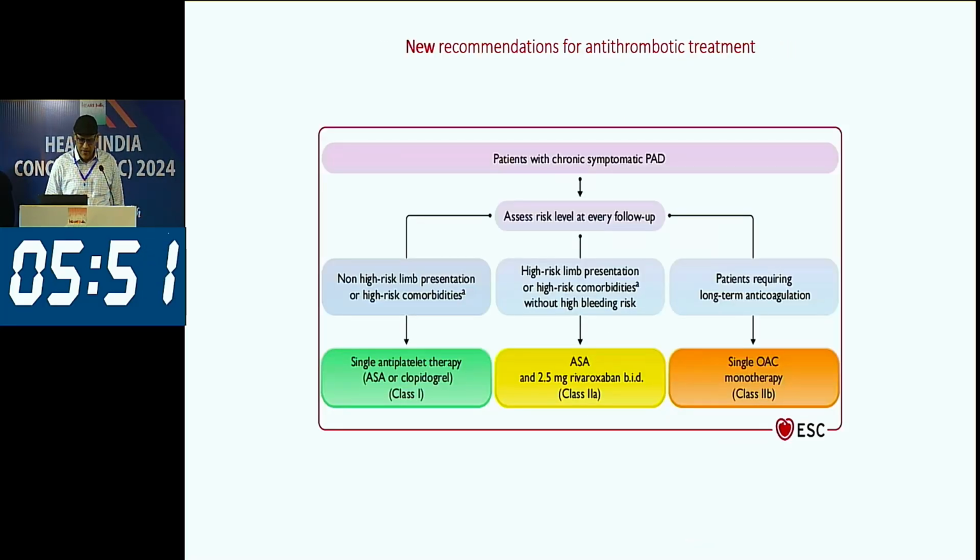Then there are recommendations for antithrombotic treatment for patients who have chronic symptomatic peripheral arterial disease. Once a patient has chronic symptomatic PAD, you look at the risk level that is involved. Patients who have non-high risk limb presentation or high risk comorbidity, single antiplatelet therapy is enough in these patients. But patients who have high risk presentation and high risk comorbidities, aspirin plus 2.5 milligram rivaroxaban is a class 2A indication. And patients who require anticoagulation, single oral anticoagulant monotherapy could be recommended in these patients.